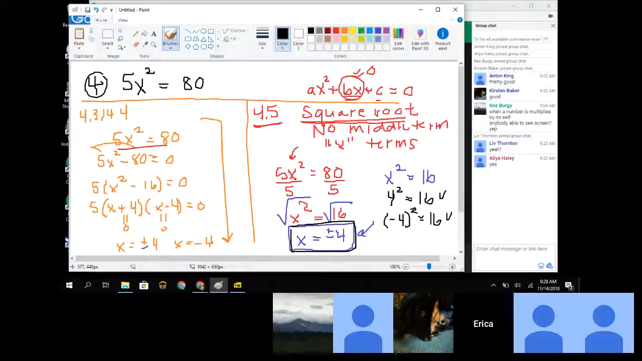So can you see how this 4.5 is kind of like a shortcut, right? You don't have to factor and set equal to 0 and solve. You can just take the square root of both sides, right? So 4.5 is a shortcut, only works when there is no just plain x term. You have to have an x squared and a constant, but you can't have that plain x term.